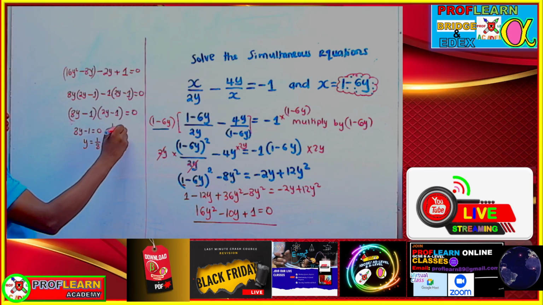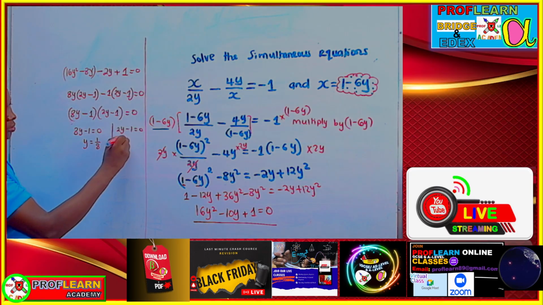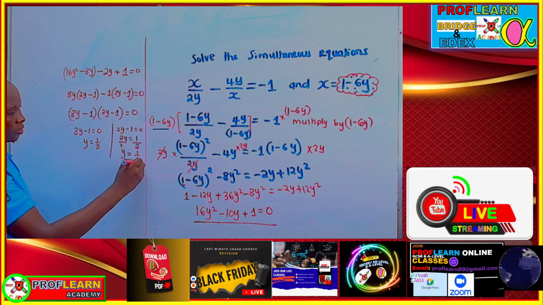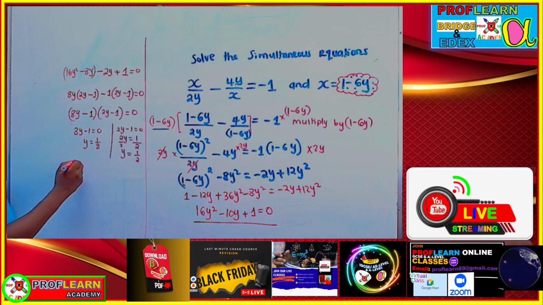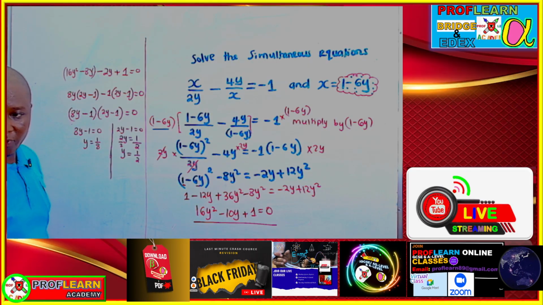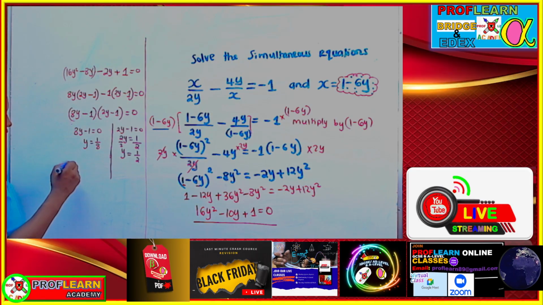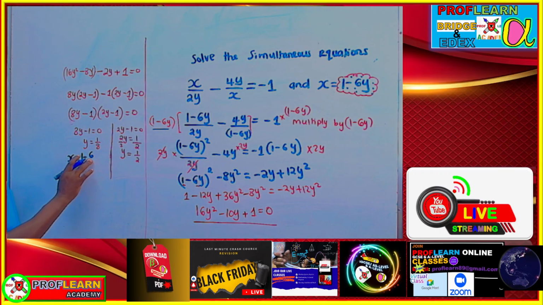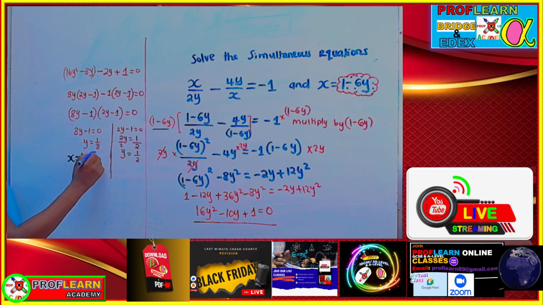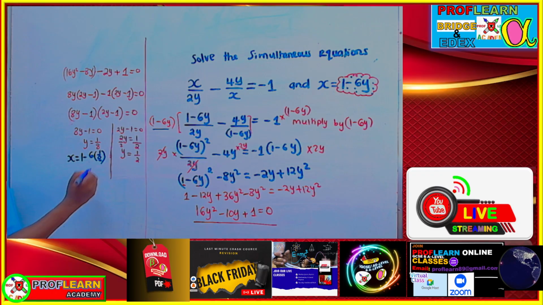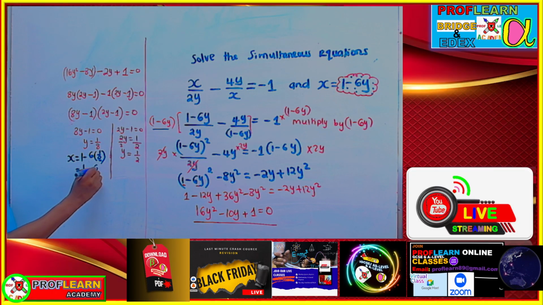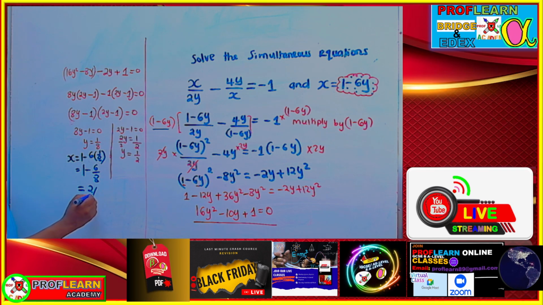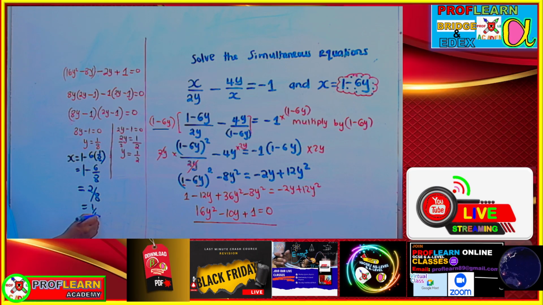And also 2y minus 1 is equals to 0. So 2y is equals to 1, divide by 2. Y is equals to 1 over 2. And then now when y is 1 over 8, we can be able to find x. So x is going to be equals to 1 minus 6 over 8, which is going to be 2 over 8, which is going to be 1 over 4.